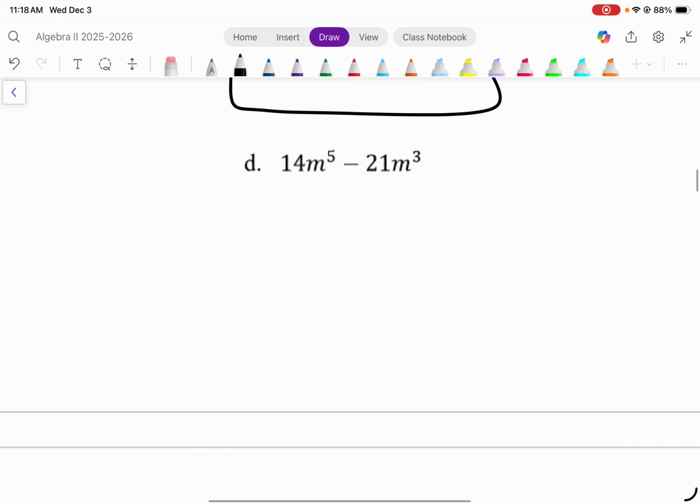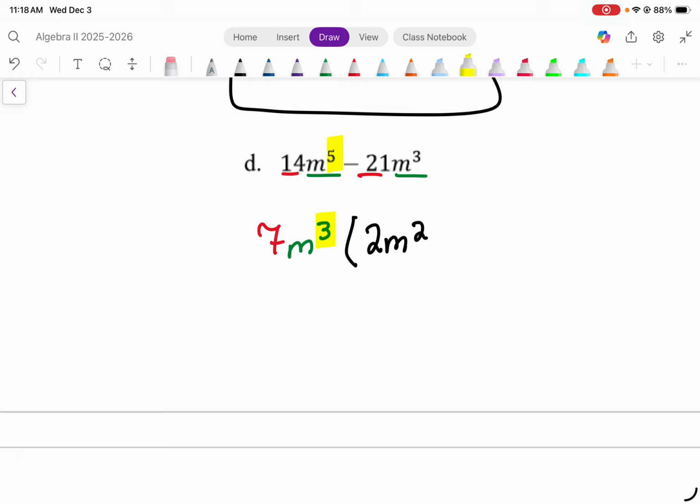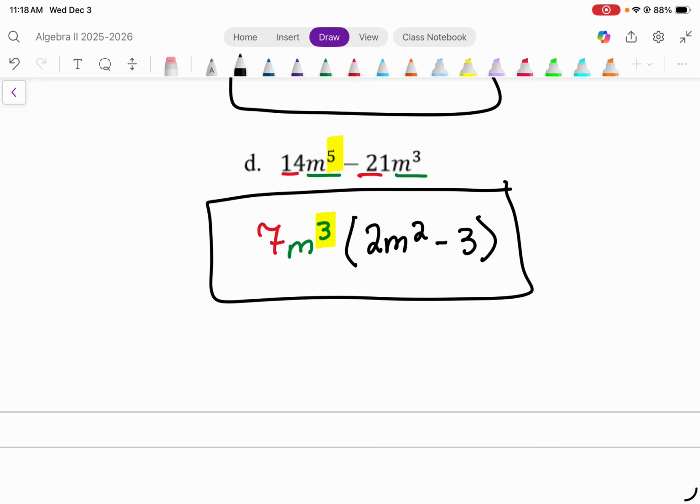And my next one, between 14 and 21, we could factor out a 7. And then between m to the 5 and m cubed, we could factor out an m cubed. That would leave us with 2m squared. So remember, when you're factoring it out, you're subtracting those exponents. So 5 minus 3 leaves us with the 2. And then we would have minus 3. And that is our final answer.